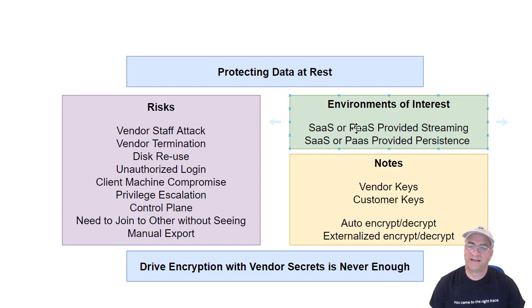So SaaS and PaaS, and the two areas that I've been working with lately, or for a while, is streaming and messaging services, and persistence, right? So we're going to talk about SaaS and PaaS, streaming and persistent services. And when we talk about protecting the data, what are we talking about? We're talking about data sitting somewhere in storage. And in this case, we're going to be talking about disk or messaging store.